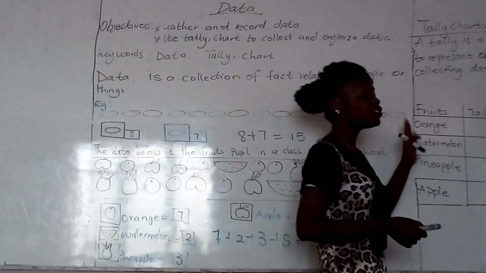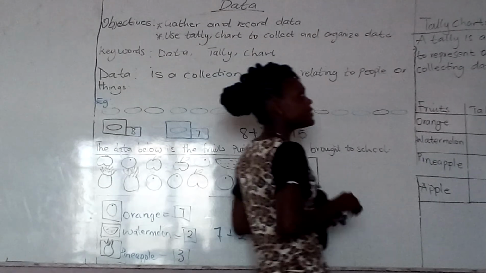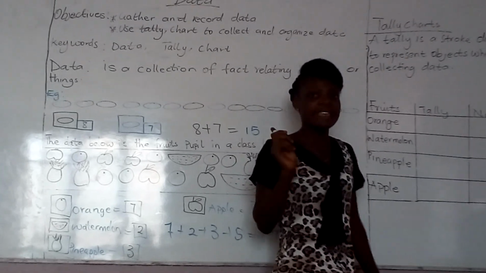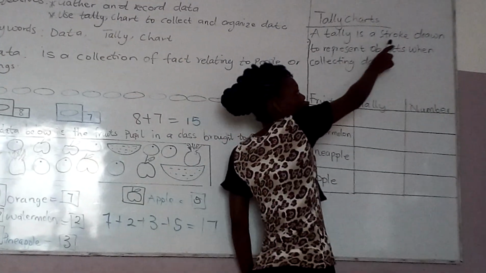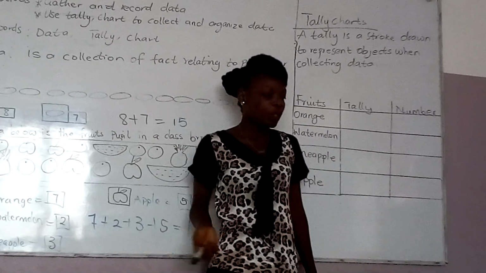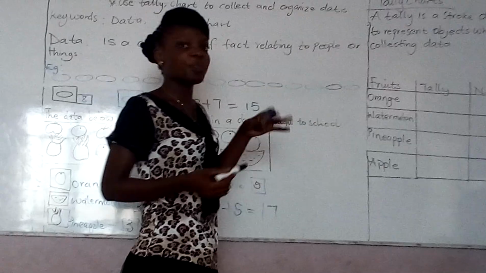That is the tally chart. Now a tally is a stroke drawn to represent objects when collecting data. So whenever you are collecting data, you can use a stroke to represent the object.